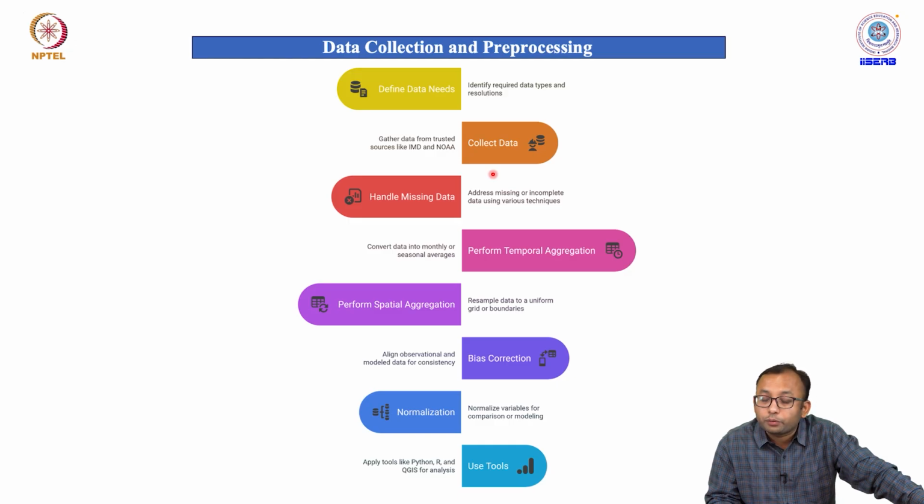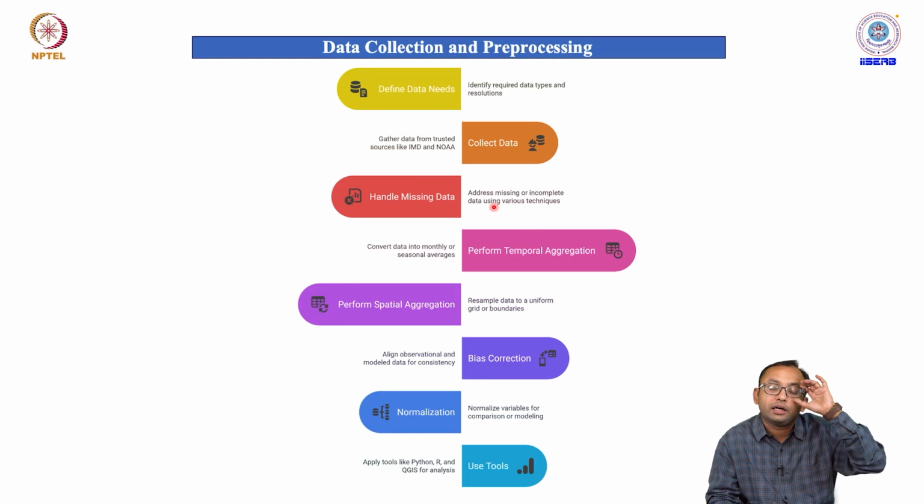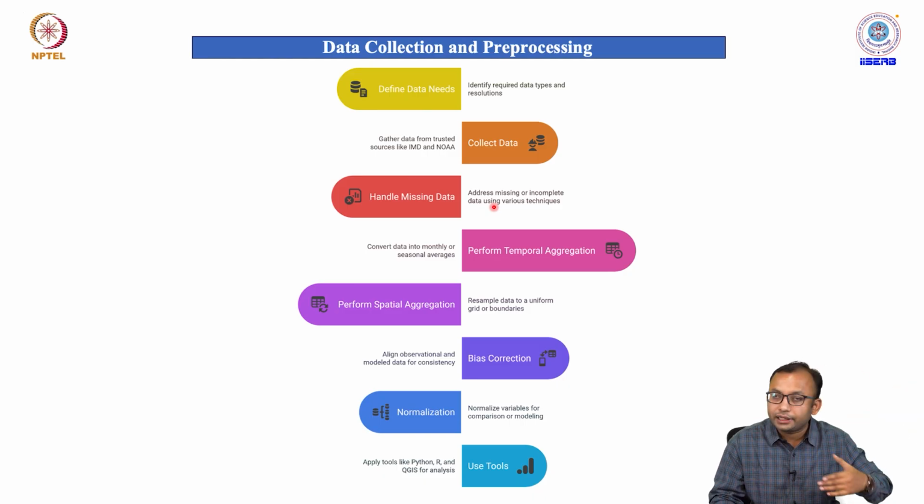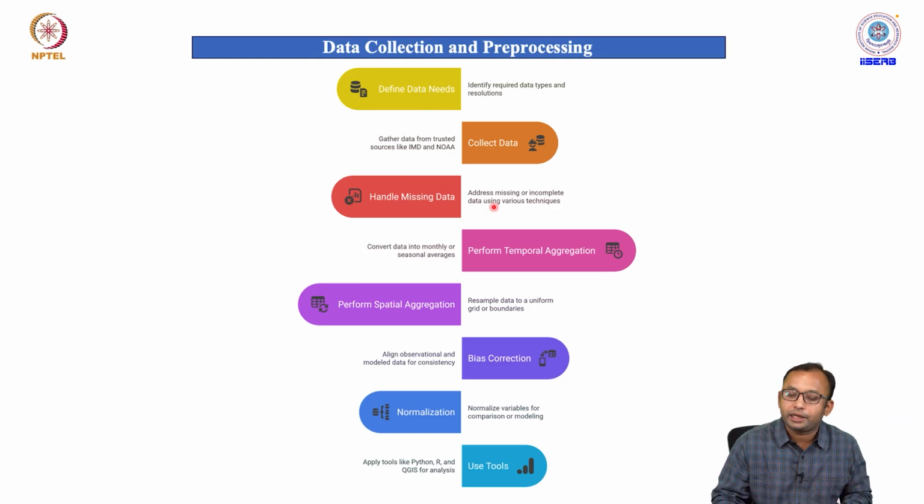It could be IMD, it could be NOAA, it could be national sources, it could be international sources, global repositories, like that. Then once you have identified the source and started collecting the data, you have to handle the missing data. You have to address the missing or incomplete data using different types of techniques, and then you start filling those data set gaps so that your data set is smooth and conveys the overall pattern of the seasonality or annual or daily variability.